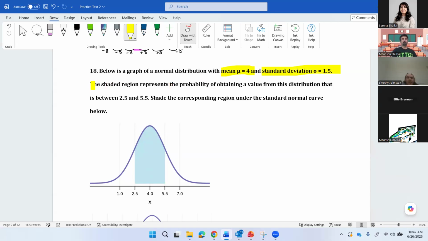The shaded region represents the probability of obtaining a value from this distribution that is in between 2.5 and 5.5. Okay, so they've shaded that region nicely for us, right? It's this area right here.